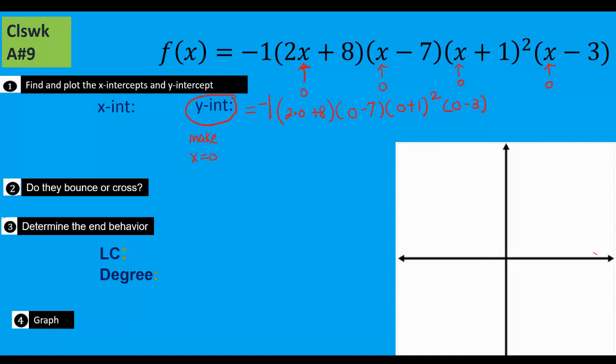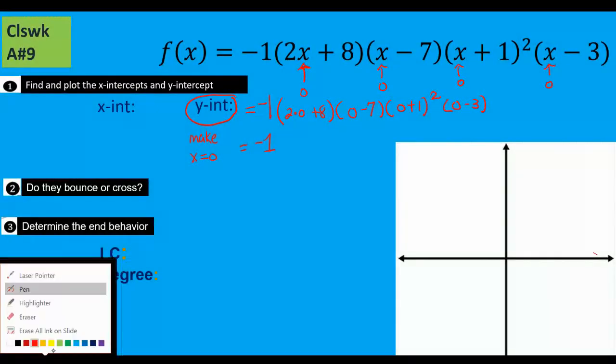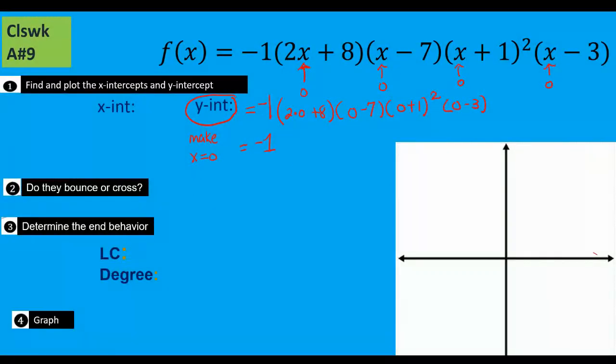And then we need to do the math. We're going to start with the parentheses. We're going to bring down that front -1, and inside the parentheses, 2 times 0 is 0, so the parentheses just has 8. The next parentheses, 0 minus 7 is -7. 0 plus 1 inside here is 1 squared, which is just worth 1. And the back one is 0 minus 3, so that's -3.